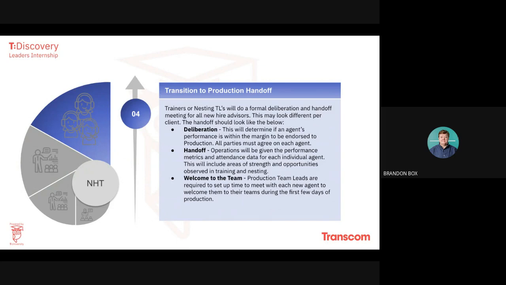And then from there, welcome to the team, right? So you are also responsible as a team lead to essentially set up a meeting with each new hire and welcome them to their teams during the first few days of production. So this may look like a one-on-one meeting. If you're only getting maybe a couple of people, if you're getting, I would say 10 people, you may want to do this in a group setting where you welcome everyone. And then it's also important to introduce them to the rest of your team, right? So that is for them to, again, be comfortable with who they're speaking to.